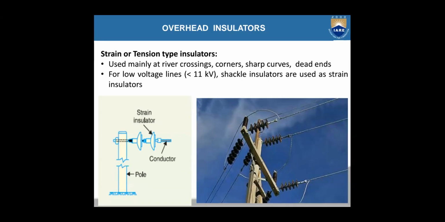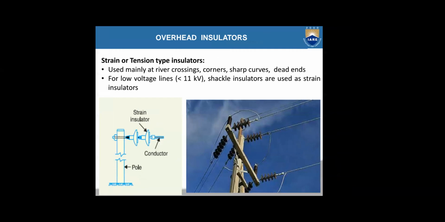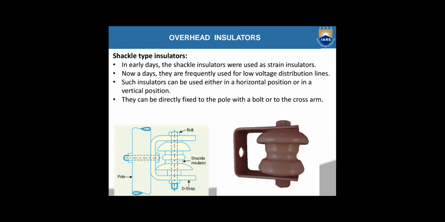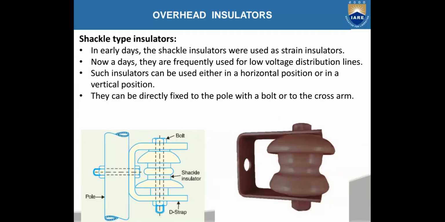Right. The next type of insulator is the shackle type insulator. Okay, so in earlier days, these shackle type insulators were used as strain insulators, right? So in olden days, these shackle type insulators were used in place of strain type insulators, and nowadays they are frequently used for low voltage power distribution lines. In present days, for higher voltages we go for strain type insulators, and if it is a low voltage like distribution level, in such a case you may prefer these shackle type insulators.